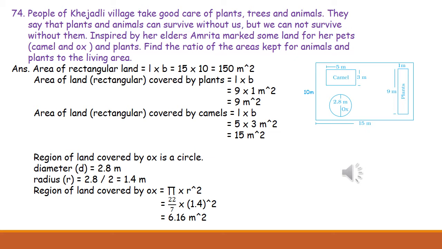Now, region of land covered by ox is a circle. So, diameter is 2.8 meter and radius is 2.8 by 2, that is 1.4 meter. And we know that the area of circle formula is pi r square. So, pi value is 22 by 7 into 1.4 whole square. So, it is giving us 6.16 meter square. You can calculate this.